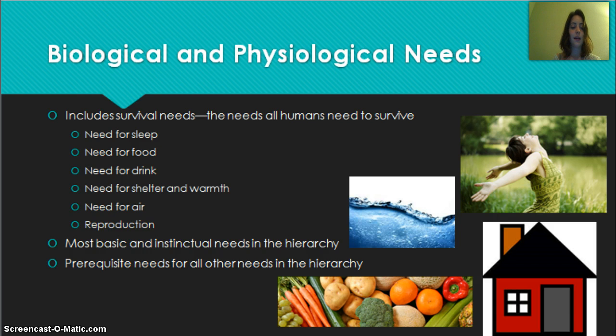These are the most basic and instinctual needs in the hierarchy, and of course they are the prerequisite needs for all other needs in the hierarchy. Again, if these needs are not met, not only does the human body struggle to function, but we aren't able to move up the pyramid to fulfill other needs such as safety and security, belonging or love, esteem, and definitely not self-actualization.